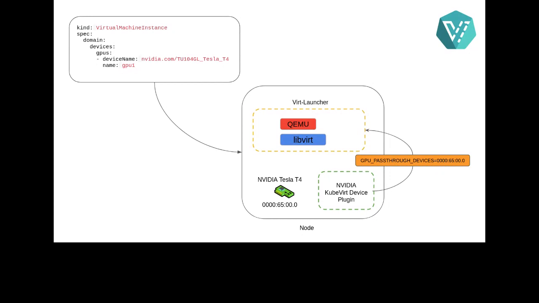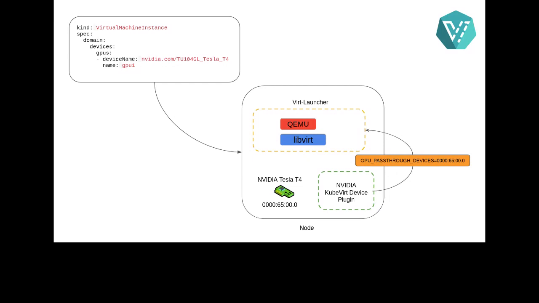It will also create an environment variable which references the allocated device, either the PCI address for PCI devices or the UUID of the vGPU for mediated devices. And the name of this variable will be constant. It will be either GPU or vGPU pass-through devices. Then the virt-launcher will consume this variable, extract the device ID, and form the configuration for libvirt to start the VM.